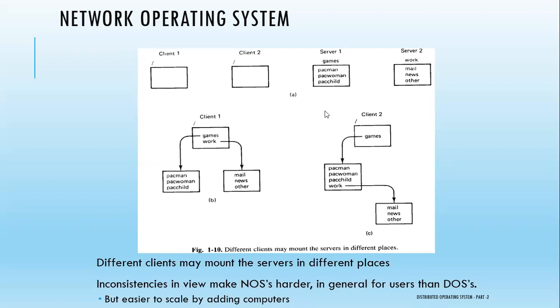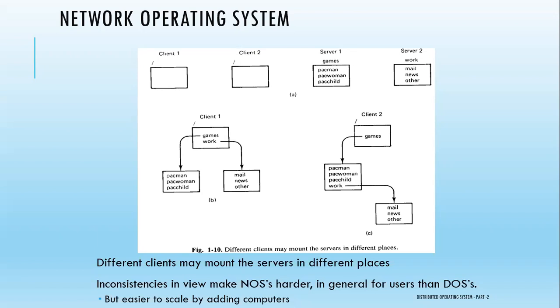In this diagram, different clients may mount the servers in different places. File servers generally maintain a hierarchical file system, each with a root directory containing subdirectories and files. Workstations can import or mount these file systems, augmenting their local file system with those located on the servers. For example, as shown in this diagram, two file servers are shown. One has a directory called games, while the other has a directory called work. These directories each contain several files.